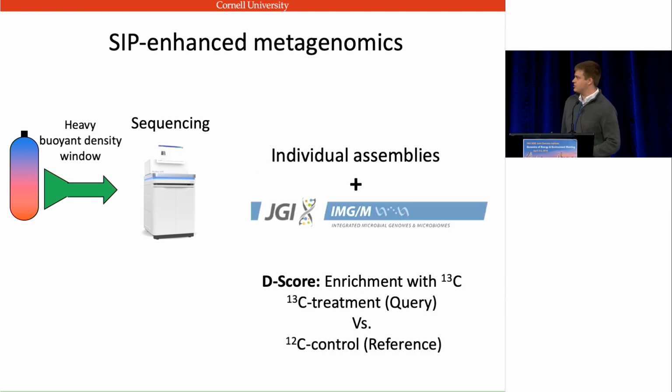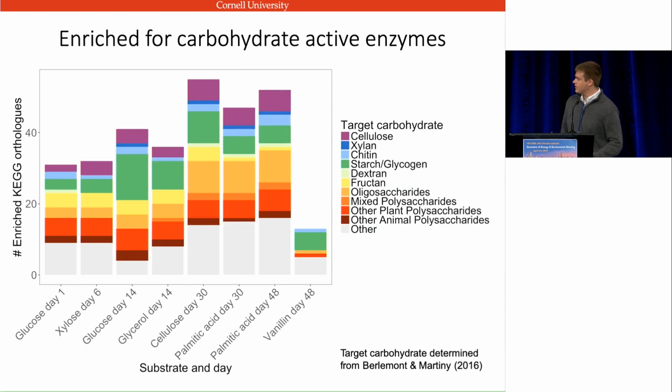So in the next couple slides, I'm going to show you some very preliminary data based on individual assemblies and annotation and analysis with IMG. And so for this analysis, I'm looking for enrichment of genes or gene categories due to 13C. So here I'm comparing the 13C treatment samples with the corresponding 12C control sample. So that if there's an enrichment of this gene or category, it suggests that it's found in genomes that are labeled with 13C. So the first thing I looked at was to see if I was enriching for any carbohydrate active enzymes.